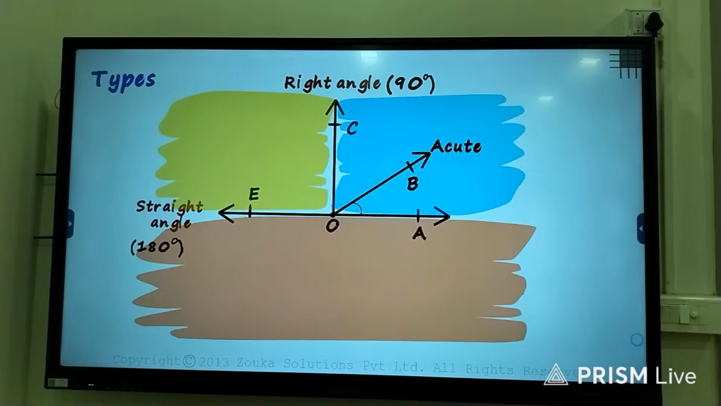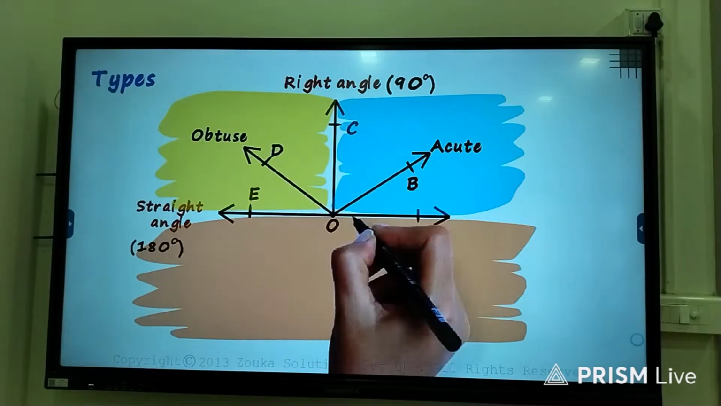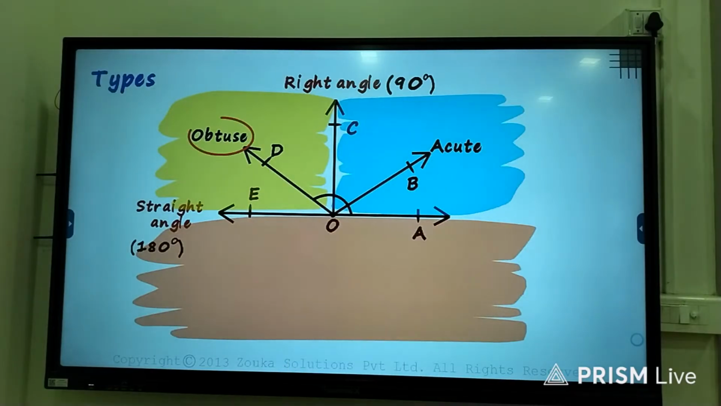Any angle formed with its terminal arm in the yellow region will be an obtuse angle. Let this be another ray OD in the yellow region. This angle formed here is called an obtuse angle. That means any angle which has its measure between 90 and 180 degrees is called an obtuse angle.